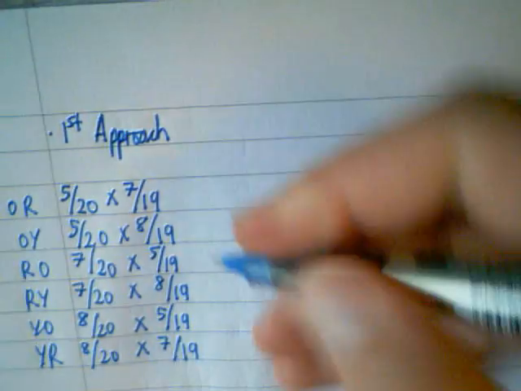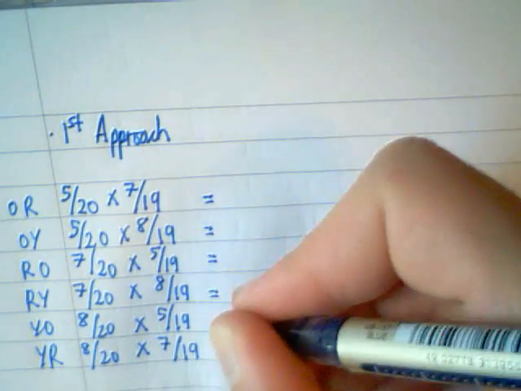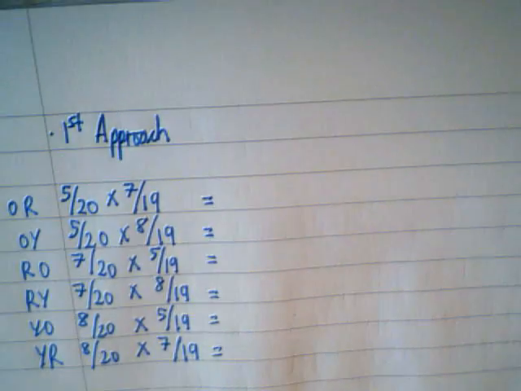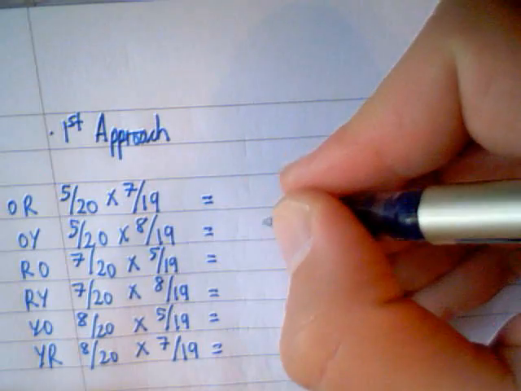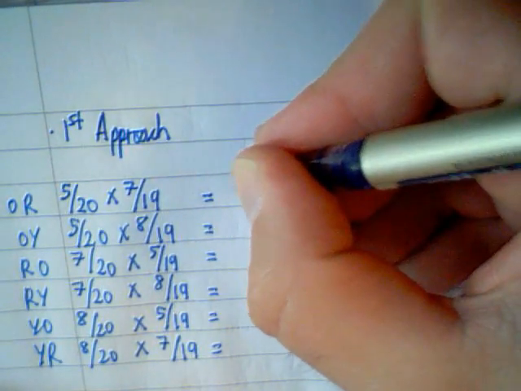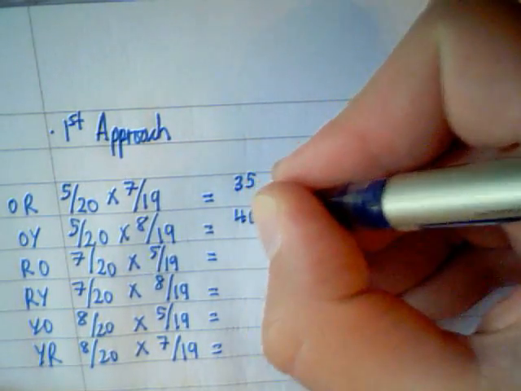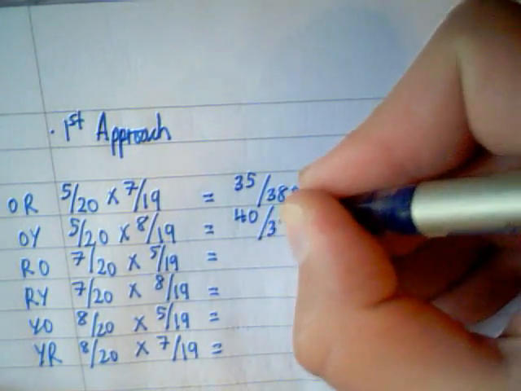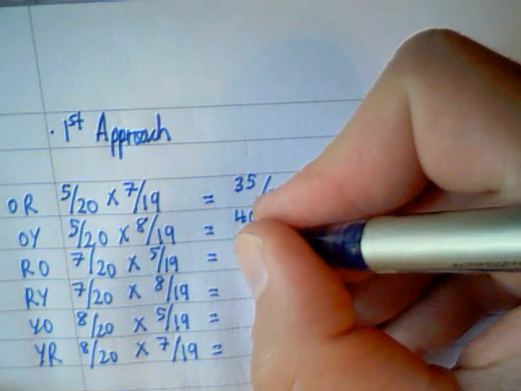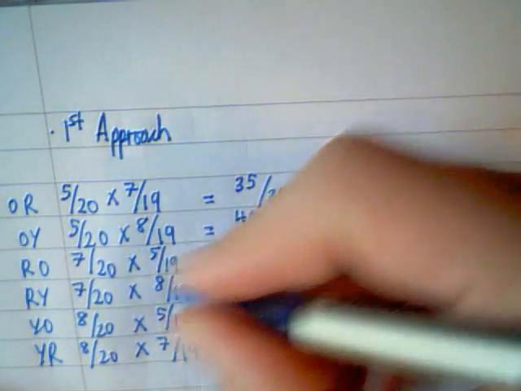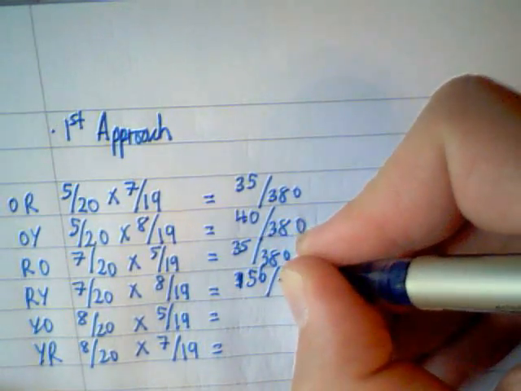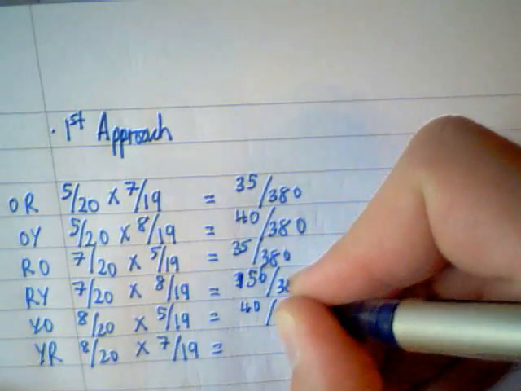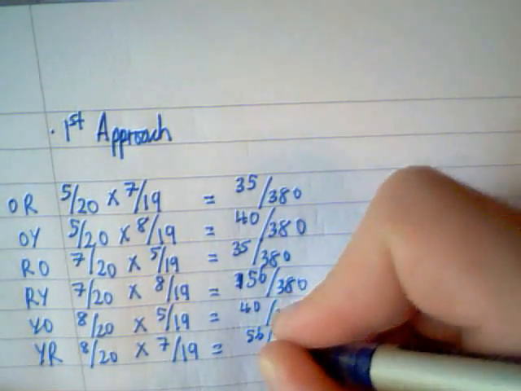And then we could add all these up. So we have the sum of all of them. So first of all, we should work out what 19 times 20 is. Well, that's 380. So they're all going to be out of 380. So 7 times 5 is 35. 5 times 8 is 40 over 380. 7 times 5 is 35 over 380. 7 times 8 is 30, oh no, 7 times 8 is 56 over 380. 8 times 5 is 40 over 380. 8 times 7 is 56 over 380.